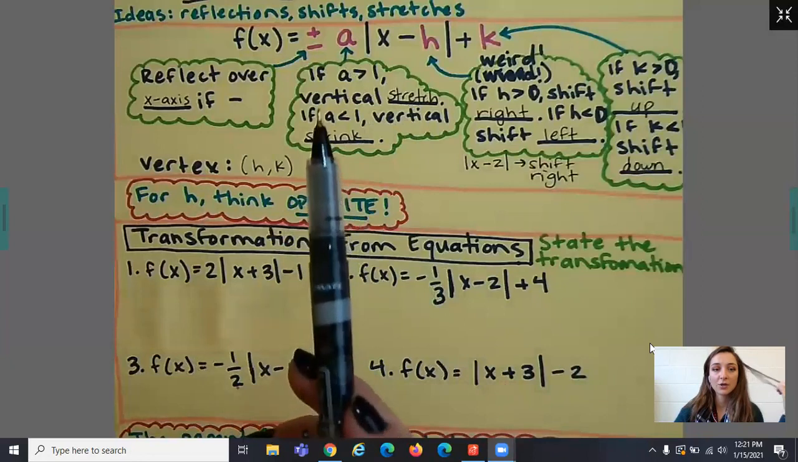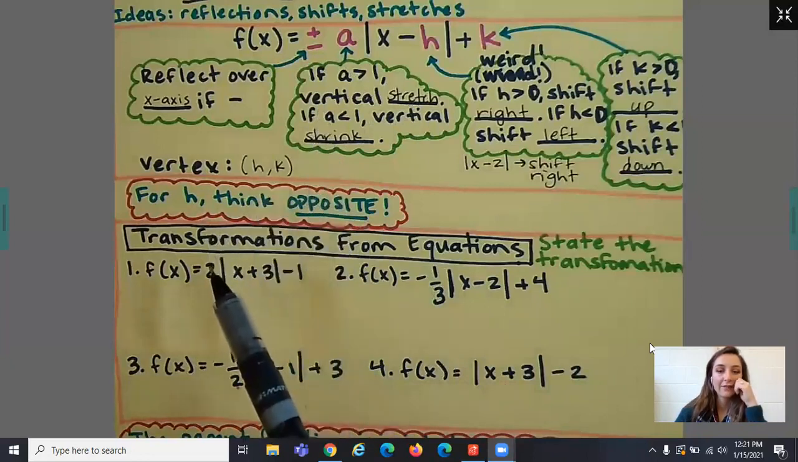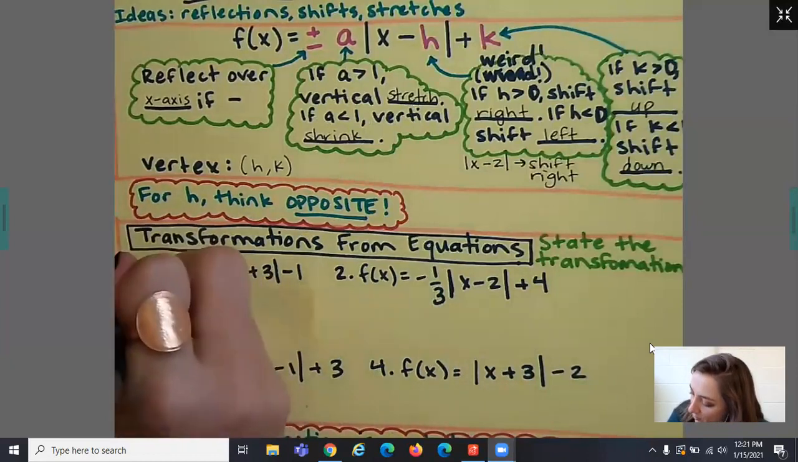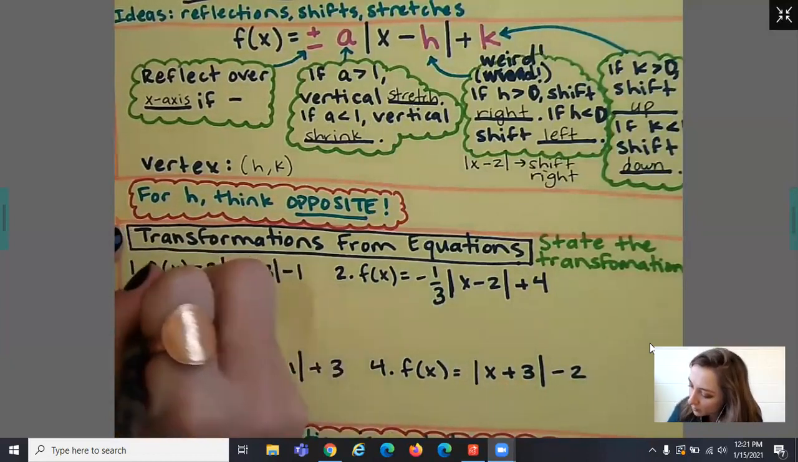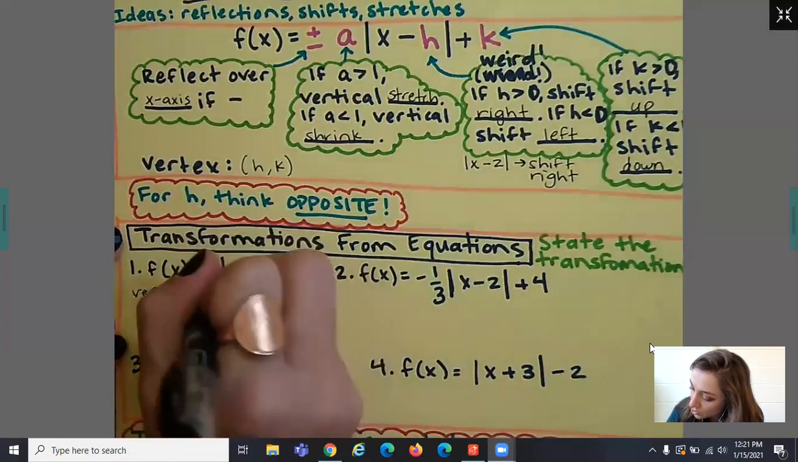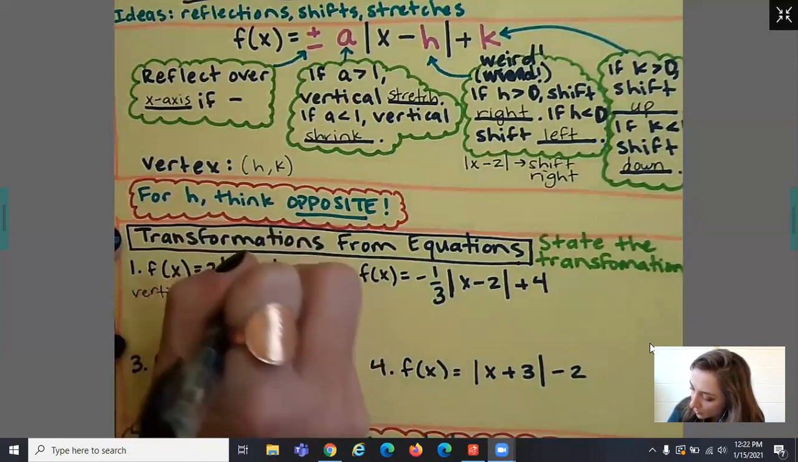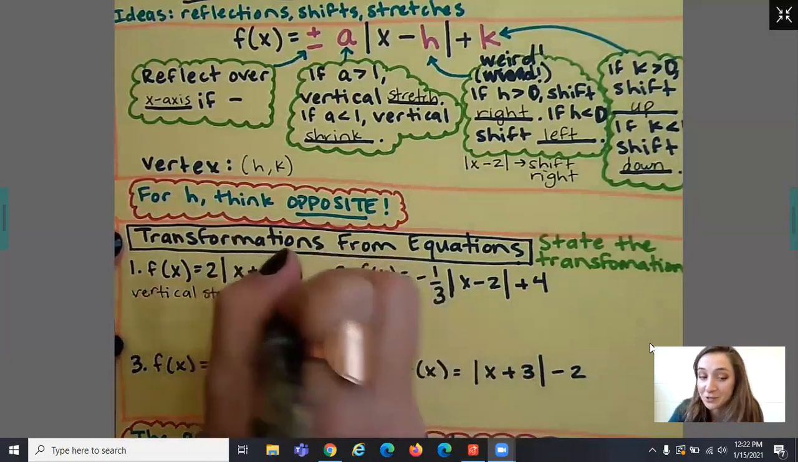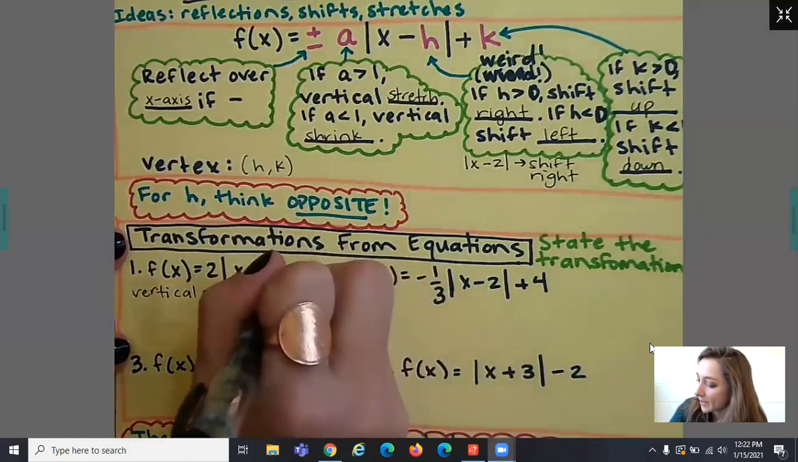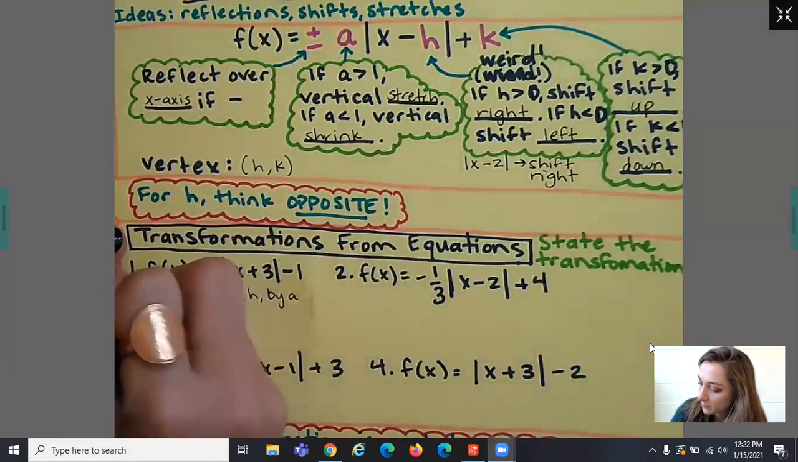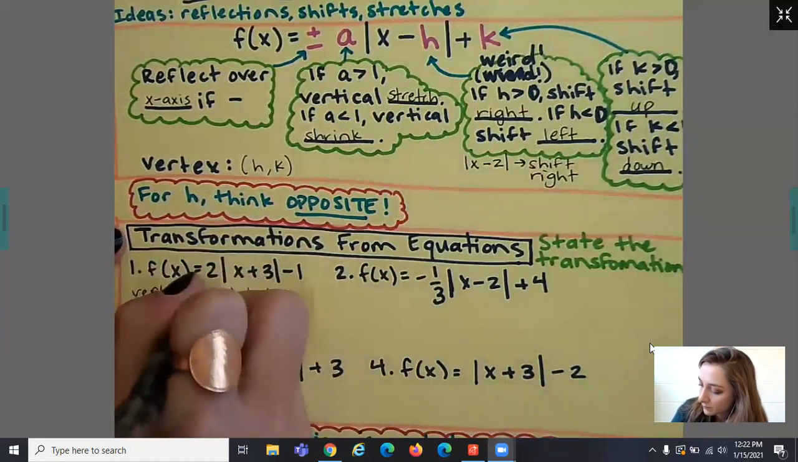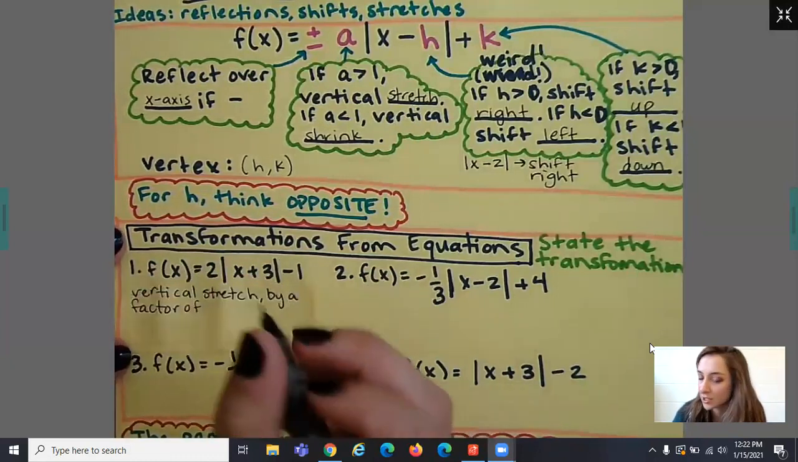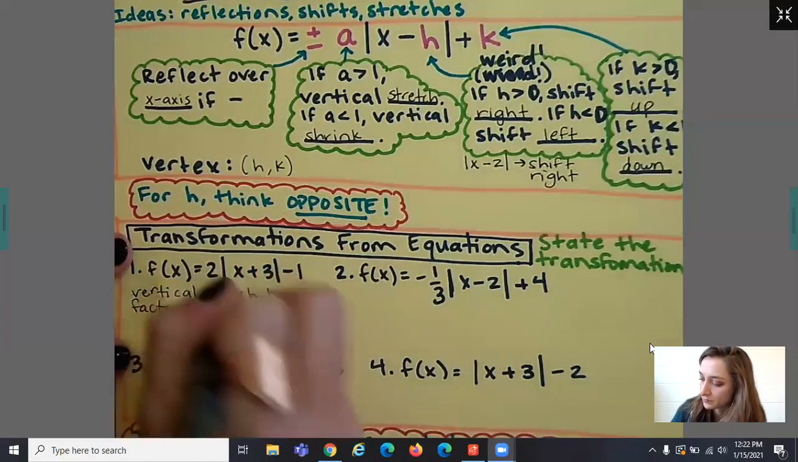So here I'm looking at the value out in the front, and this is a 2, which is greater than 1. So this is going to be a vertical stretch because it's greater than 1. And we have to say this is very, very strange, but we do have to say it, it's annoying, by a factor of, and then we just write the number. So vertical stretch by a factor of 2.